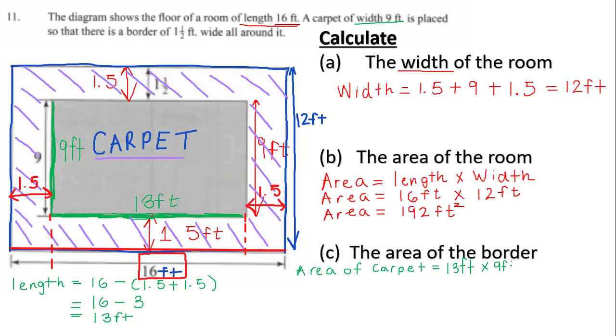What do we get when we multiply 13 feet and 9 feet? What do you get when you multiply them? 117. Very good. So 117 feet squared, right? Yes. Good.